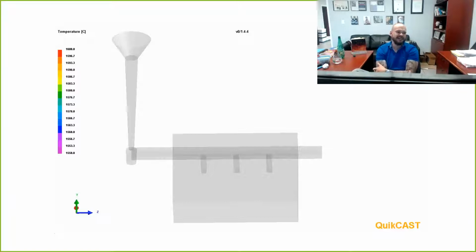So in this case, the runner is 4 times the cross-section of the sprue bottom, and then the gates are 4 times the cross-section of that again, so we just keep expanding. And so what ends up happening is with these expansive runner ratios, we run into a whole bunch of problems.